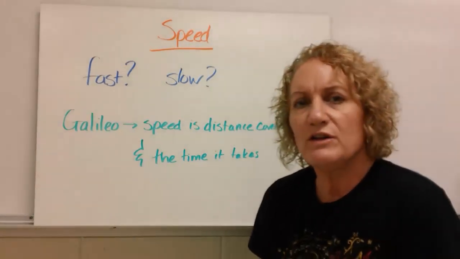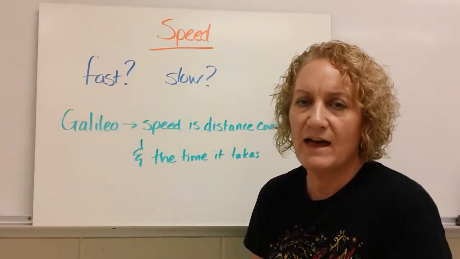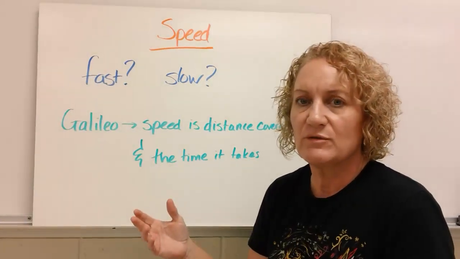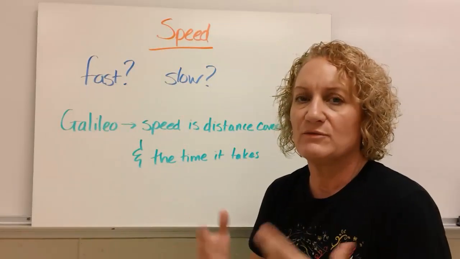Okay, so now we know how to figure out if something's in motion or not. The next logical thing is to ask how fast something is going. Well, in Galileo's time, they used to say things were either going fast or slow. That's what they used, fast or slow. Was it going fast? Was it going slow?